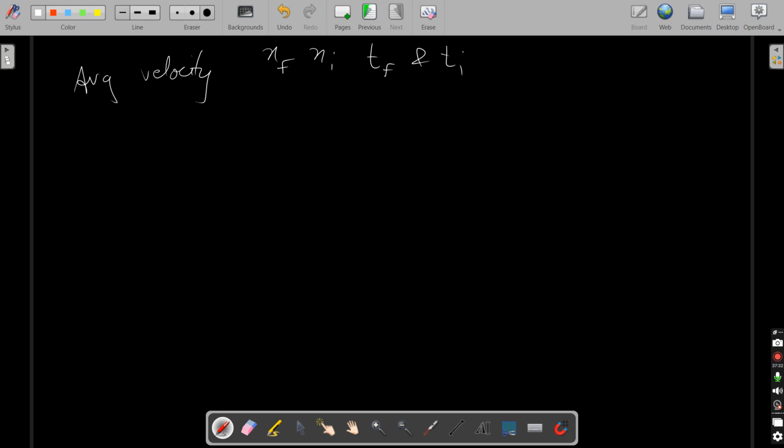In the question, it is said average velocity from 1 to 3. So t equal to 1 becomes t initial, and t final is equal to 3 seconds. Now what's x final? x final is the position of x at t is equal to 3 seconds. So let's substitute 3 in this equation.